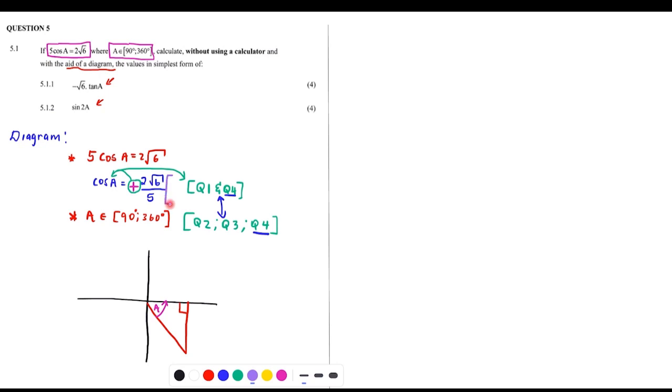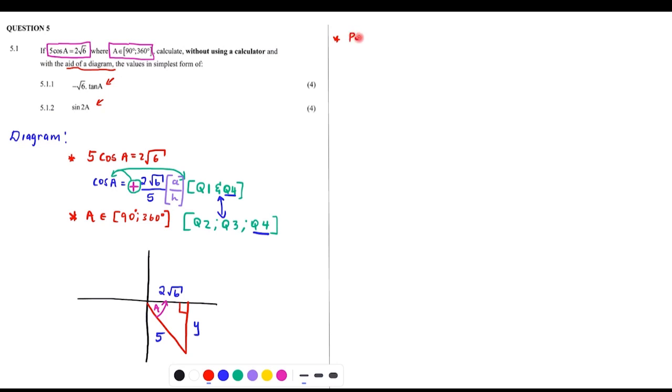Remember, we have cos there. We also know cos as adjacent over hypotenuse, right? So if cos is adjacent over hypotenuse, then our adjacent in this triangle is going to be 2 square root 6, and our hypotenuse is going to be 5. As you can see here, we're going to need y. After this, we've done the first part. After this, we're going to go to Pythagoras.